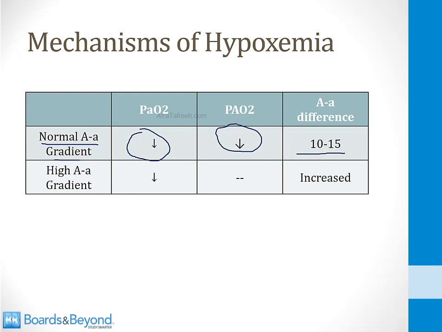In patients who have an increased AA gradient with hypoxemia, they are also hypoxemic, so arterial oxygen content is low, but their alveolar oxygen content has not decreased, and for this reason the difference between the alveolar and arterial oxygen content is increased and the AA gradient is high.